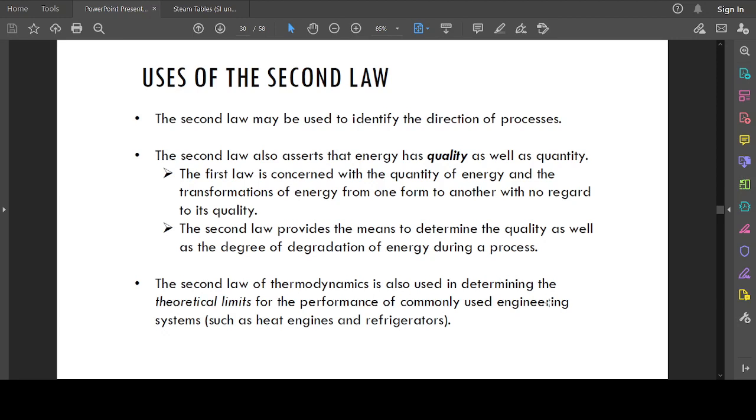And the second law also asserts that energy has quality as well as quantity. Since we know that the first law is concerned with the quantity of energy and the transformation of energy from one form to another, but the first law does not tell us about the quality of energy. The second law provides us the means to determine the quality as well as the degree of degradation of the energy during the process.